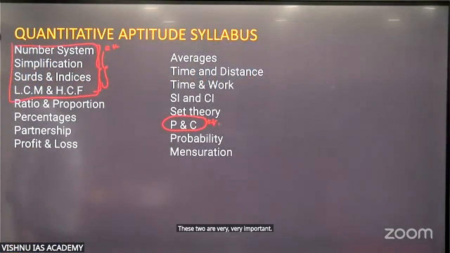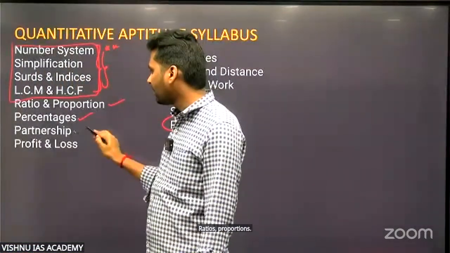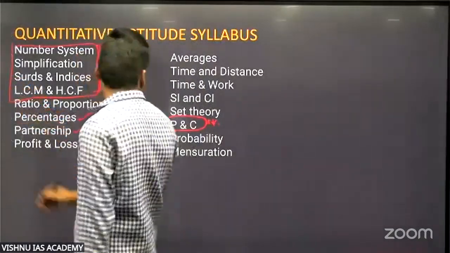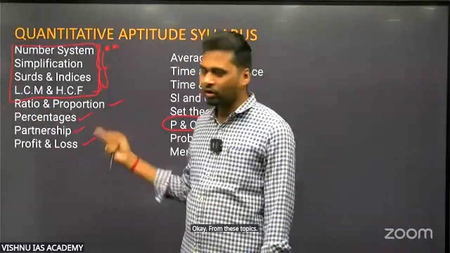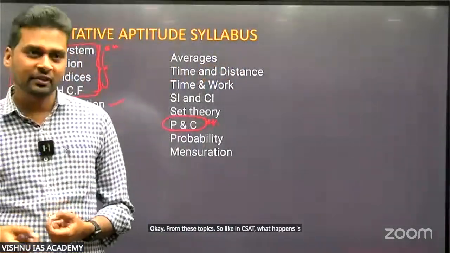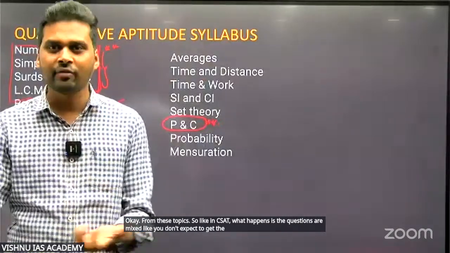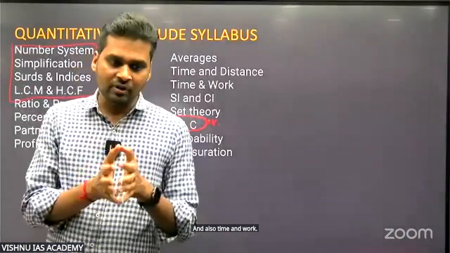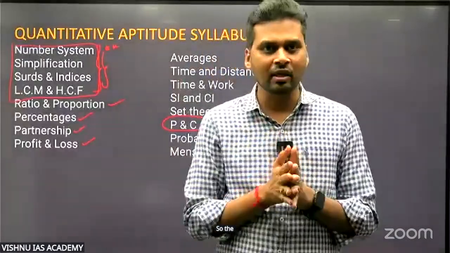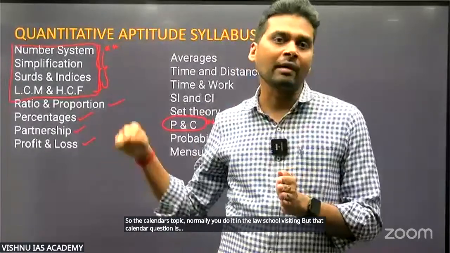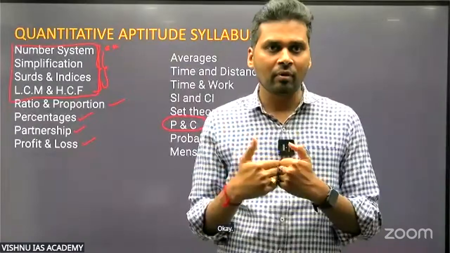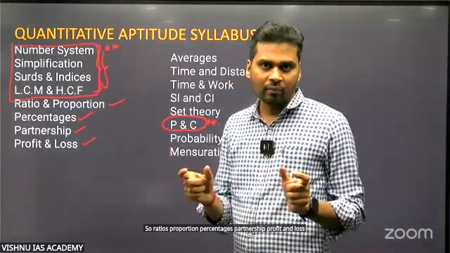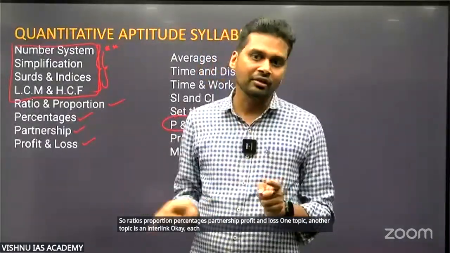Now the next ones: ratios, proportions, percentages, profit and loss, partnerships. In CSAT, the questions are mixed. You don't expect direct questions; very hardly will we get them. If a ratio question is given, it's related to percentages, profit and loss, and also time and work. Take the calendars topic: normally you do it in logical reasoning, but a calendar question is linked to number system and remainders concepts. So when we are doing a problem, we have to relate the other topics also. Each topic is interlinked with the others. That's why we have to do it.